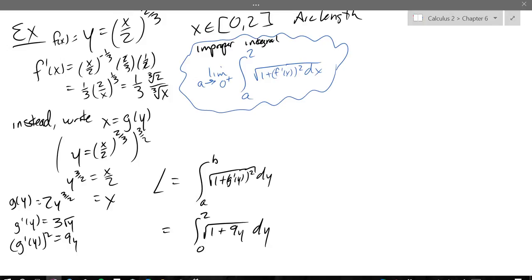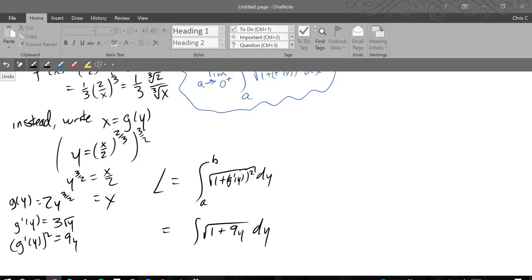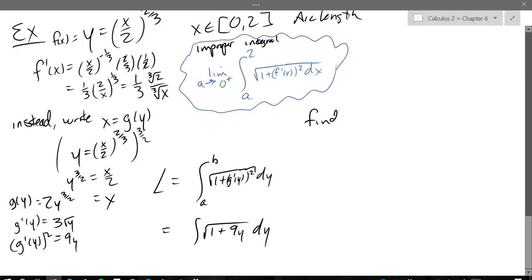Can you figure out what it is? Yep. 0 and 2 were x values I gave you. What type of values do I need? I need two numbers, but what do they relate to? I need y's. When x was 0, what y value would that be? When x is 2, what y value would that be? So I do not need 2 and 0. I need to find y value endpoints. So we had x equals 0, x equals 2, I need y's.